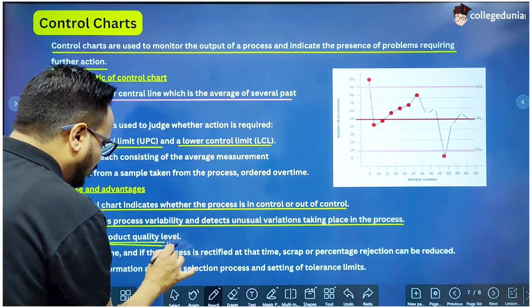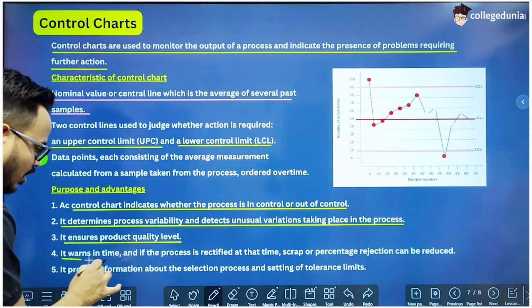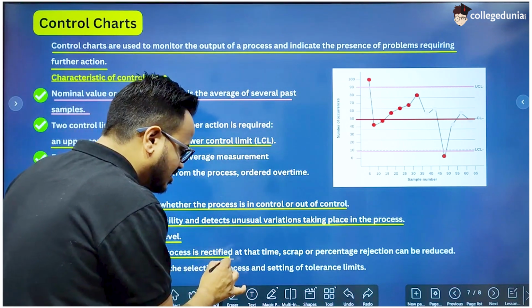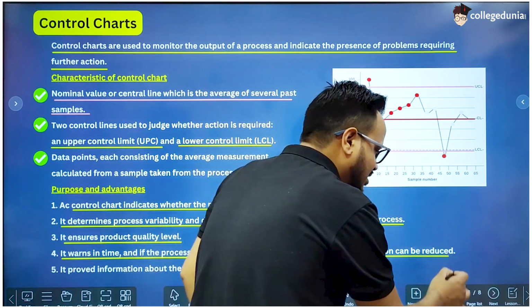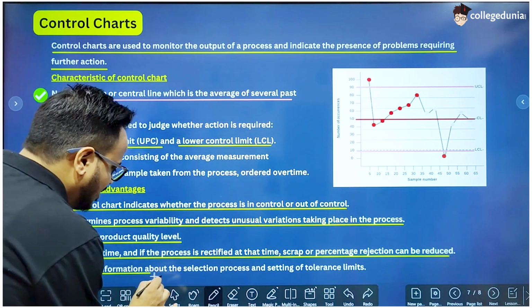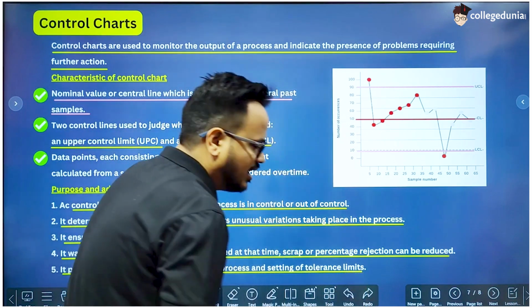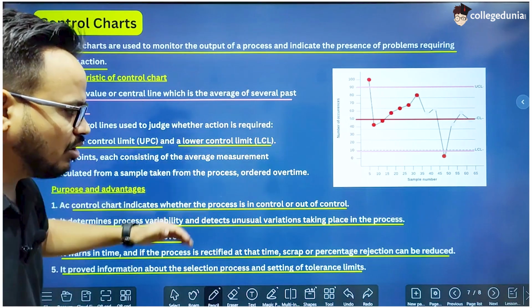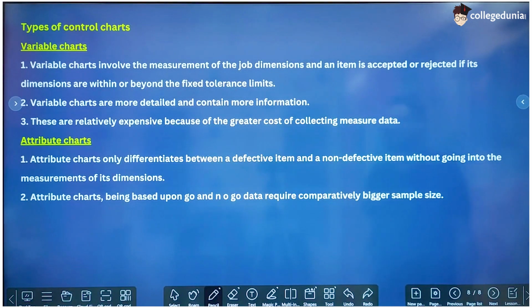So it ensures the product quality level, right? It warns in time, and if the process is rectified at that time, scrap or percentage rejection can be reduced. It provides information about the selection process and setting of tolerance limits. So we have already discussed all these points.